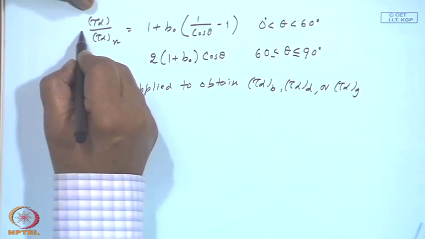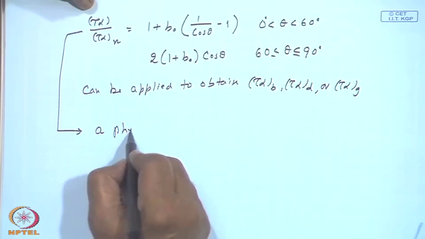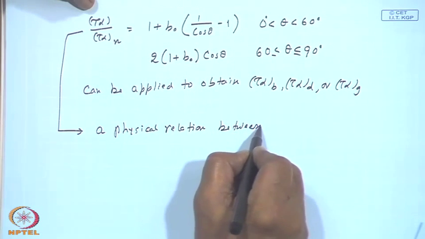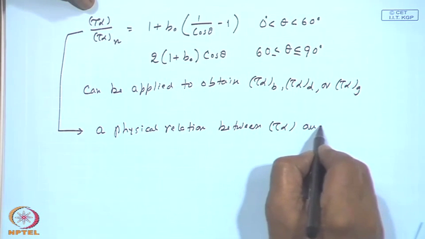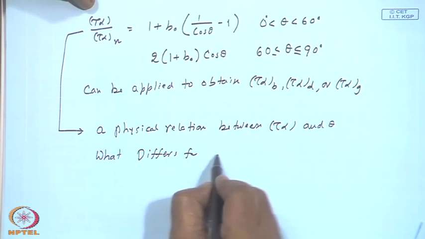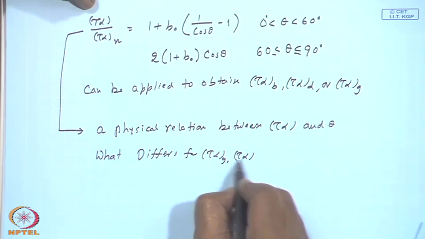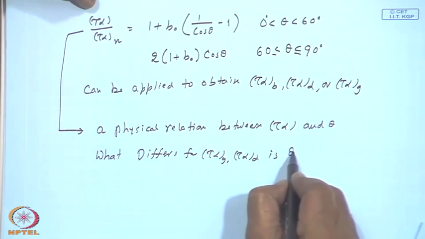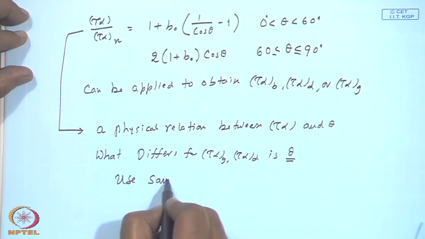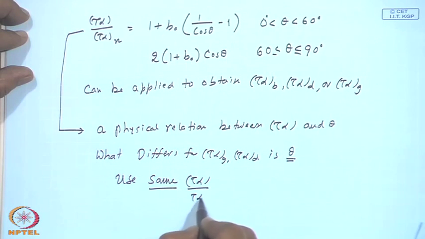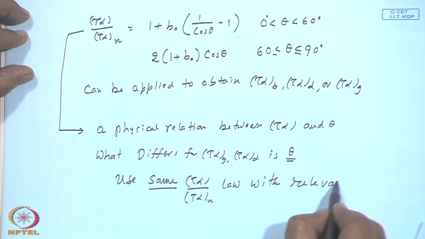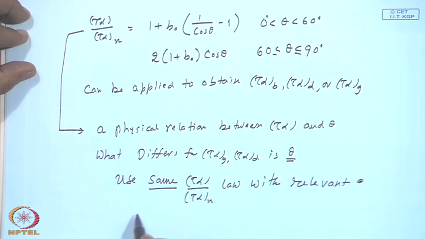Why I am saying this is particularly this is a physical relation between transmittance absorptance product and theta. What differs for tau alpha G or tau alpha D is theta. So, you use the same law, but use theta d.